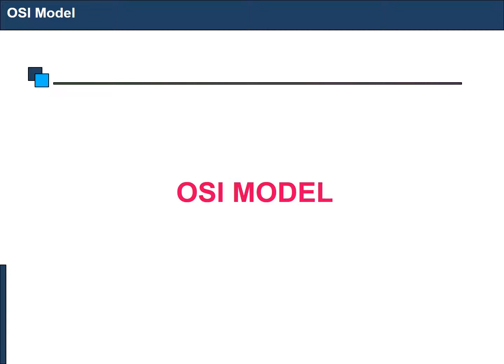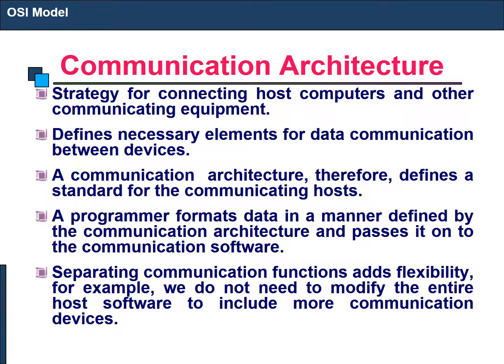Hello students, today we are going to learn something about the OSI model. First of all, we should know what is communication architecture. When two people communicate, there should be one common language required between the two. Then only these two people are going to understand each other. So is the case with the computers.